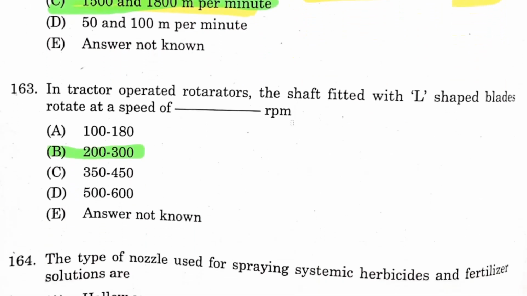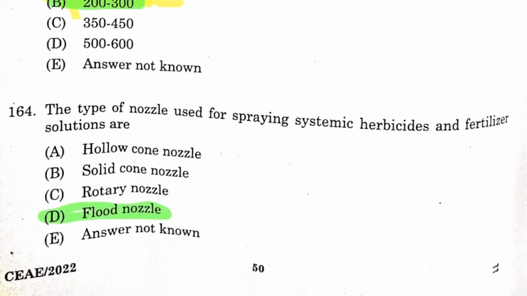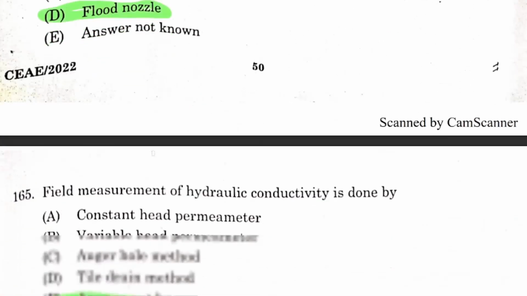Next, in tractor operated rotavators, the shaft fitted with L-shaped blades rotates at a speed of 200 to 300 revolutions per minute. Next, the type of nozzle used for spraying systemic herbicides and fertilizer solution is the flood nozzle.